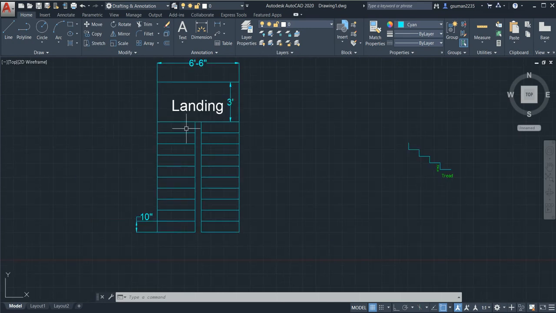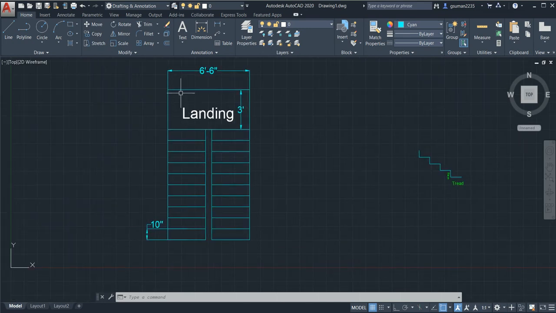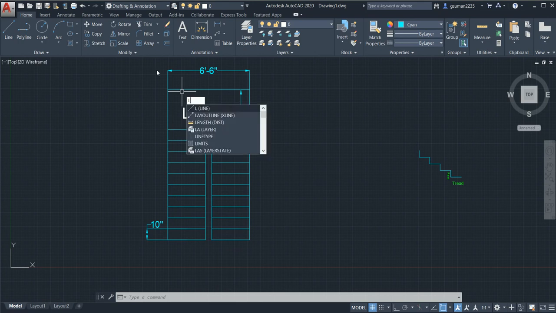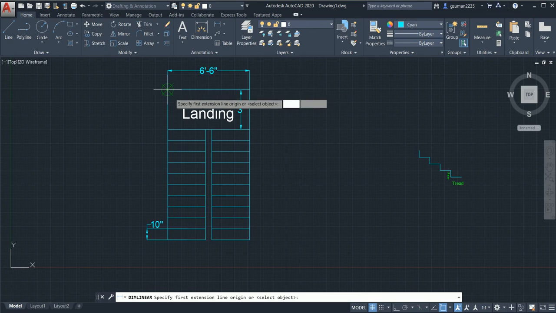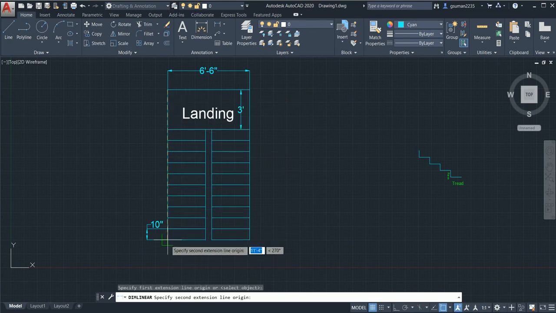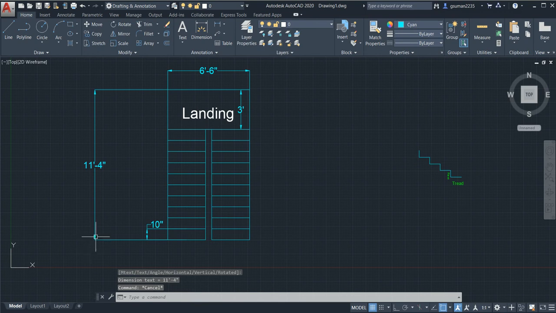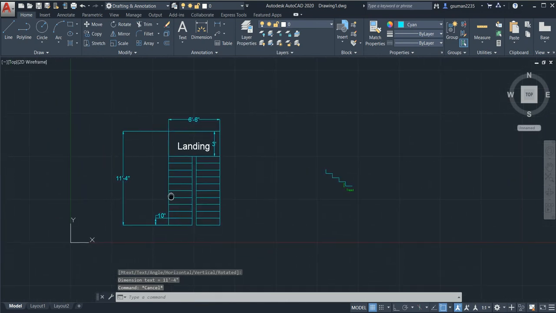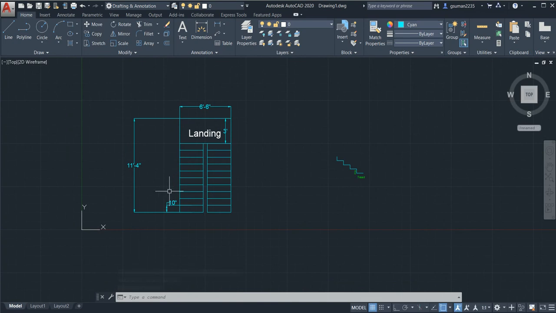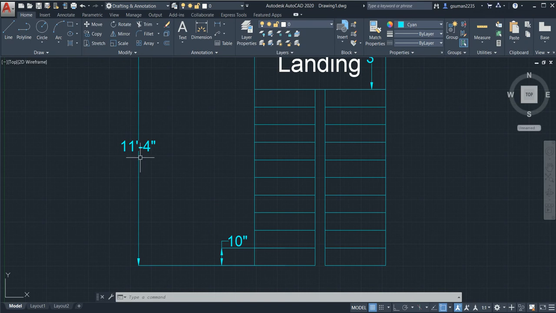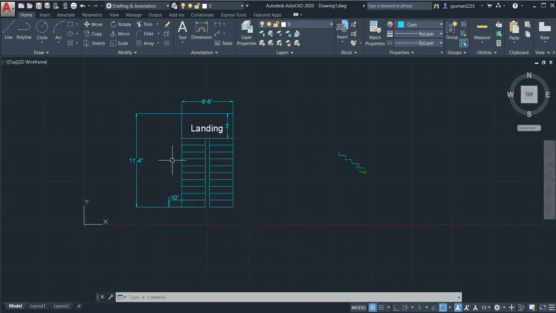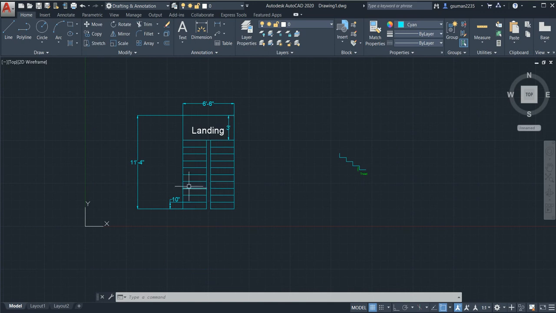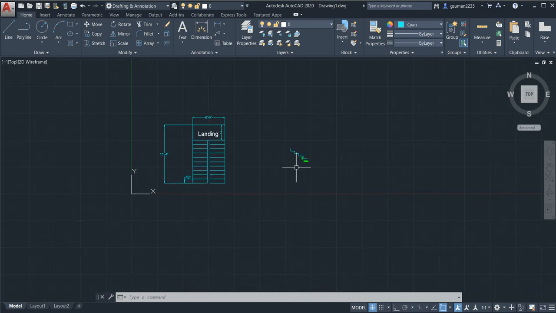Now you may be confused about what the total width of the stair is, meaning how long I should make the stair and how much spacing I should leave. Go for dimension. From one end point of the stair to this, see, this is 11 feet 4 inches. If you are drawing a plan of a stair, then you need this width of the stair as 11 feet 4 inches, and the length should be 6 feet 6 inches. So this is the stair.